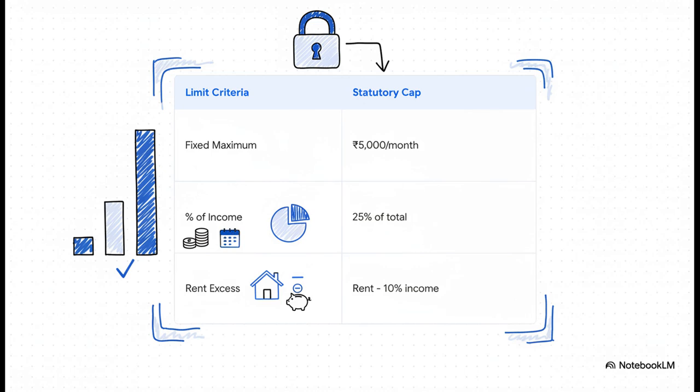This is basically to ensure standardization across different income brackets. First, there's a fixed maximum limit of 5,000 rupees per month. Second, the deduction cannot exceed 25% of your total income for the tax year. And third, it's limited to the excess of rent paid over 10% of your total income. You have to calculate all 3 of these figures, and the law limits your allowable deduction to the absolute lowest of the 3. This mechanism makes sure the benefit stays proportionate to both your earning capacity and your actual out-of-pocket rent.